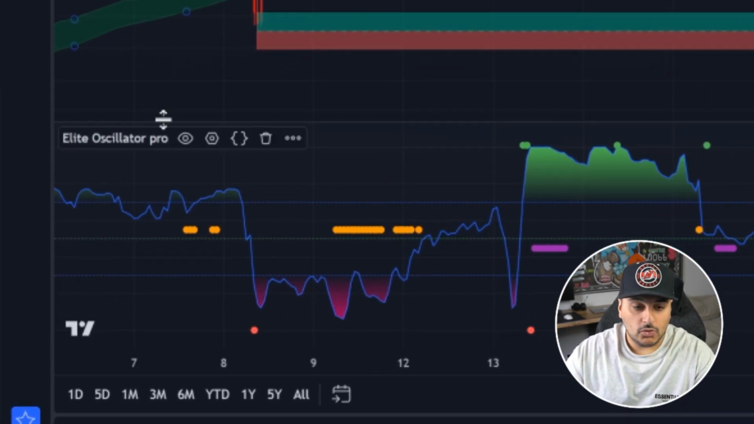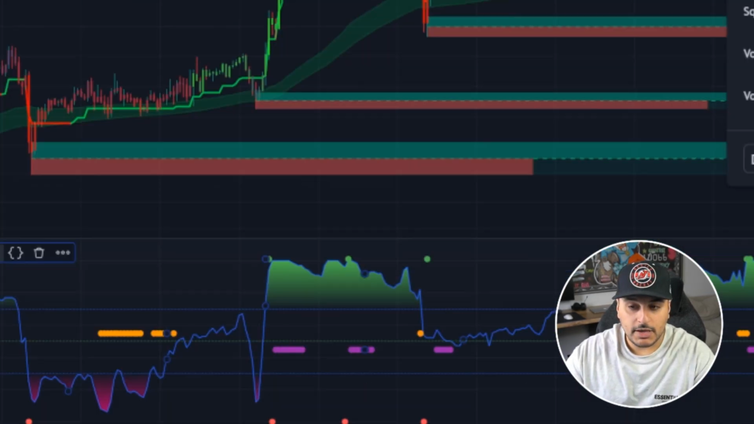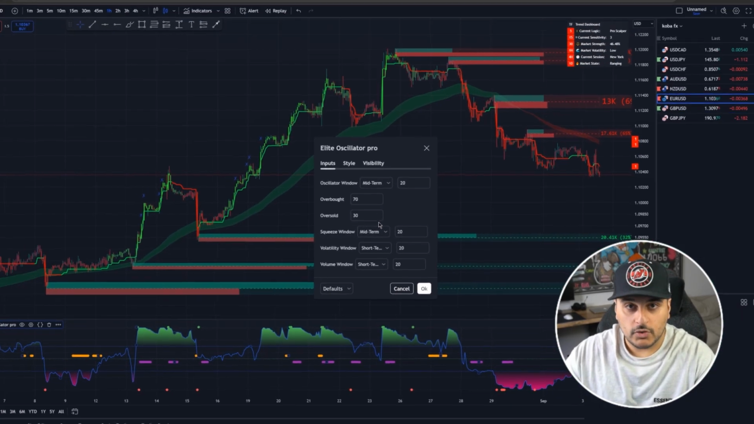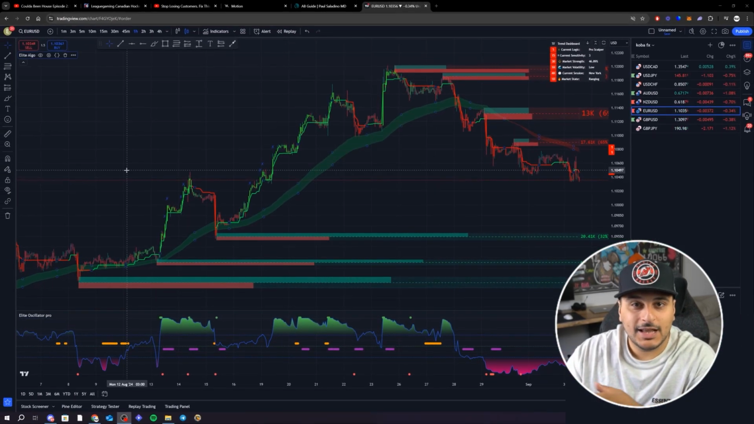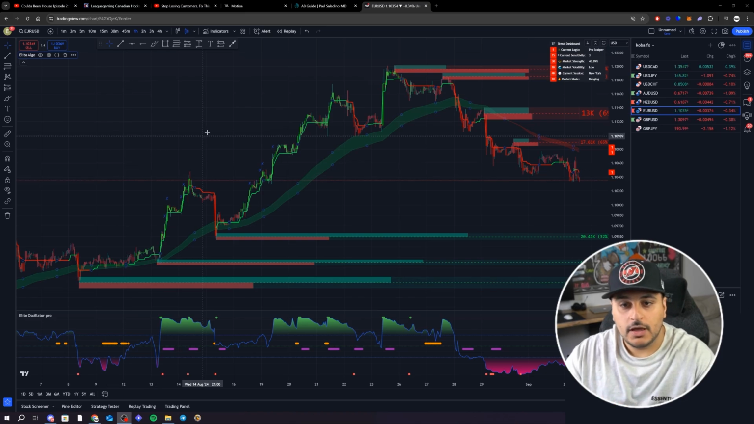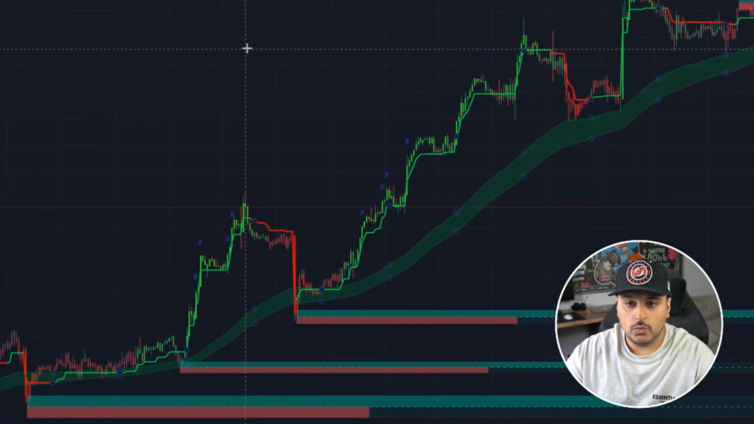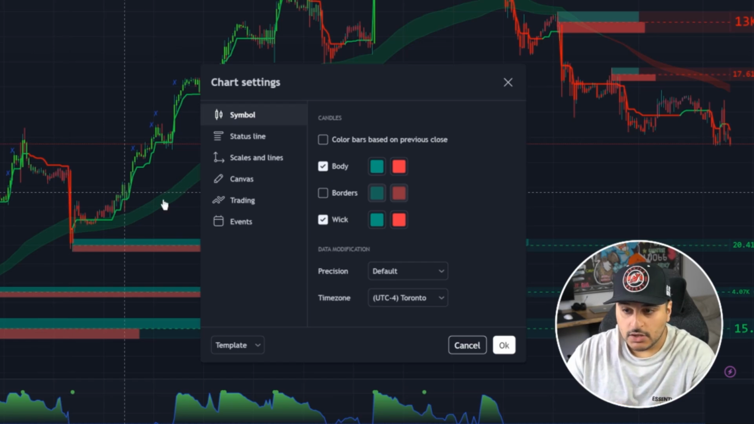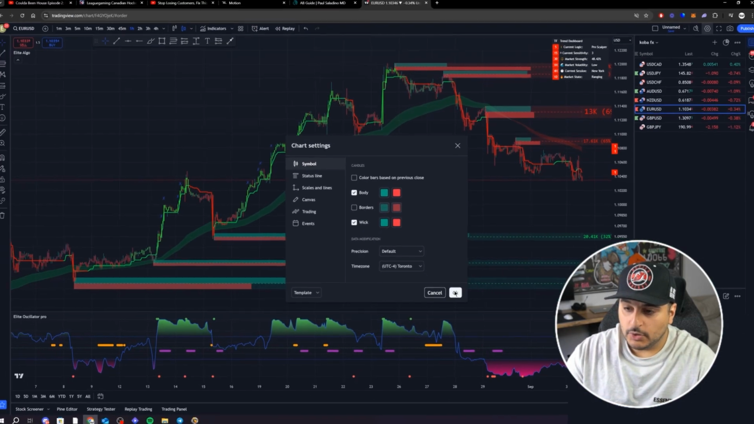Next, guys, we want to go ahead and go to the Elite Oscillator Pro, and we're going to make sure that this is under the default settings for this strategy. So we don't want to change any settings for the Elite Oscillator Pro for this strategy right here. And then one last thing that we want to do is we're gonna go anywhere on TradingView, right click and go to settings, and make sure that borders is unchecked. Why do we want to do this? It's because we are actually gonna be using the candle coloring system as our entries for this strategy. So we're gonna make sure this is unchecked, and we're gonna press OK.